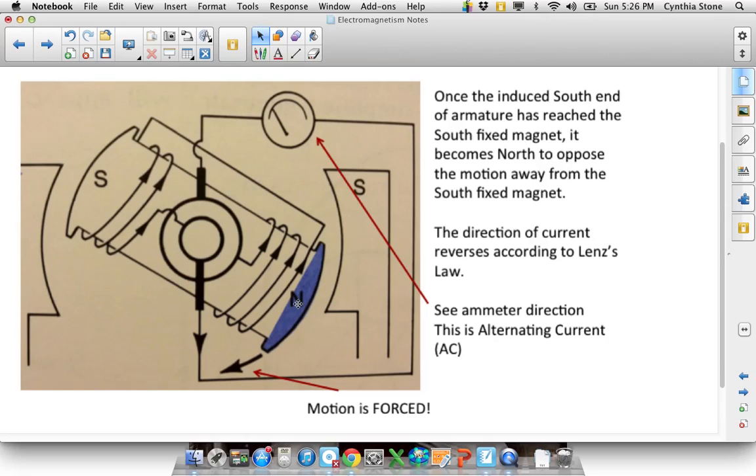So it was south up to here, and when this became a north end, bring your eyes up here, the direction of the current changed, and that is alternating current. It actually changes direction. Now the electrons are flowing out this side, up and around. So this has changed the direction of the electron flow out of my generator, and that's the definition of alternating current.